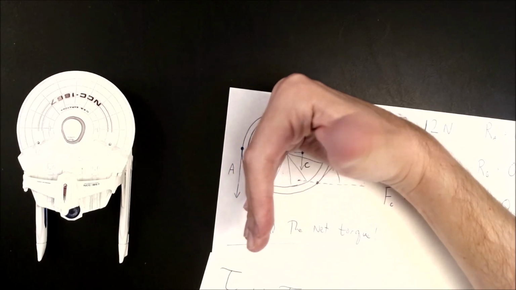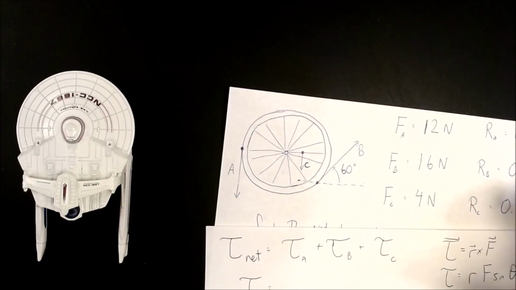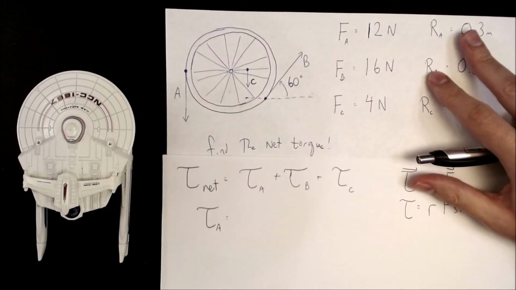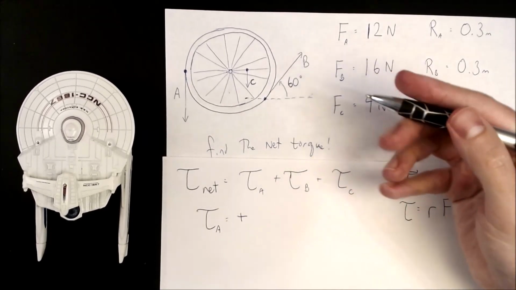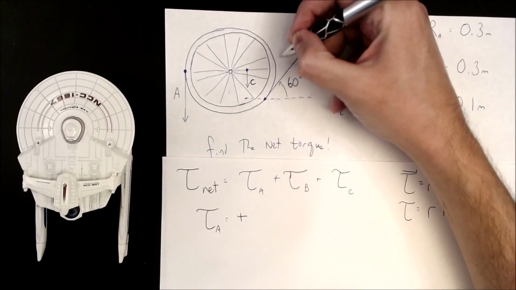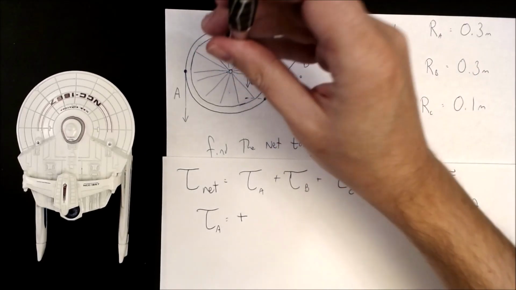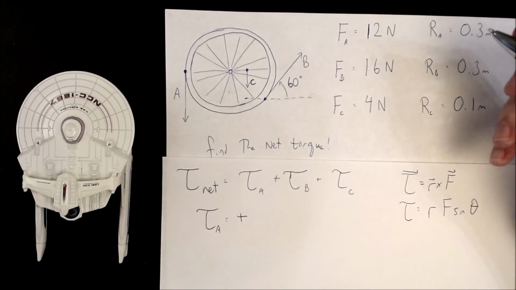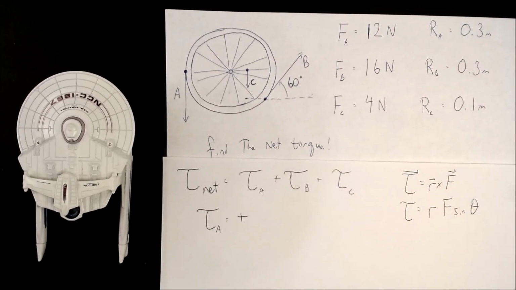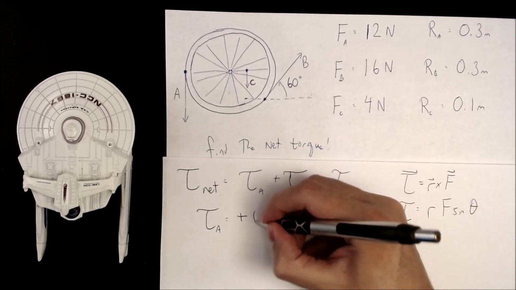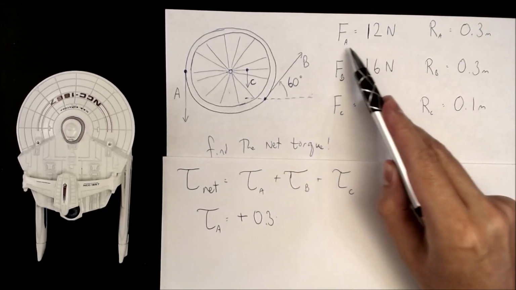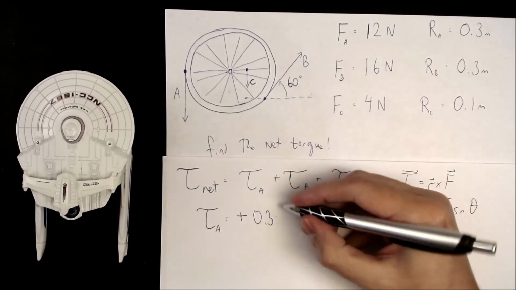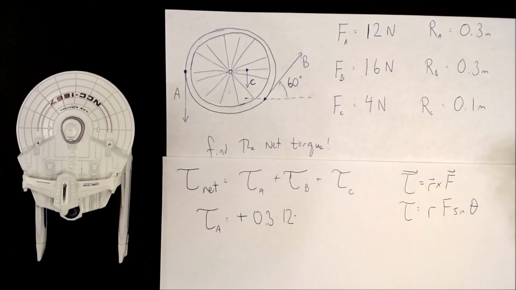My thumb is coming out of the page when I do that, so I'm going to leave the torque as being positive for this. I'll define positive is out of the page, so out of the page is going to be positive. So it'll be positive RF sine theta. Okay, well, radius is 0.3 meters. 0.3 times force. Well, force is 12 newtons. 12 newtons. Times the sine of theta.